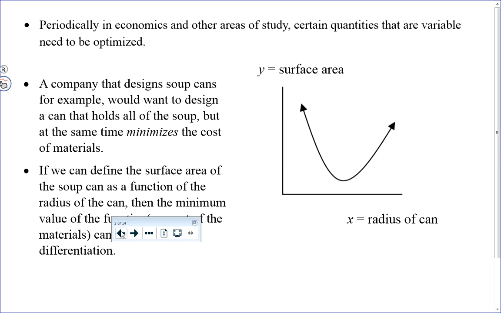At very, very small radii, the surface area of the can is quite large, and at large radii, the surface area is quite large. But there's this point in between where things are just right for our purposes. If you can identify the coordinates of that point, then not only will you know the radius that produces the most economical can, but you'll also be able to calculate what the surface area is. And it shouldn't be lost on you that that point corresponds to a minimum value of a function.